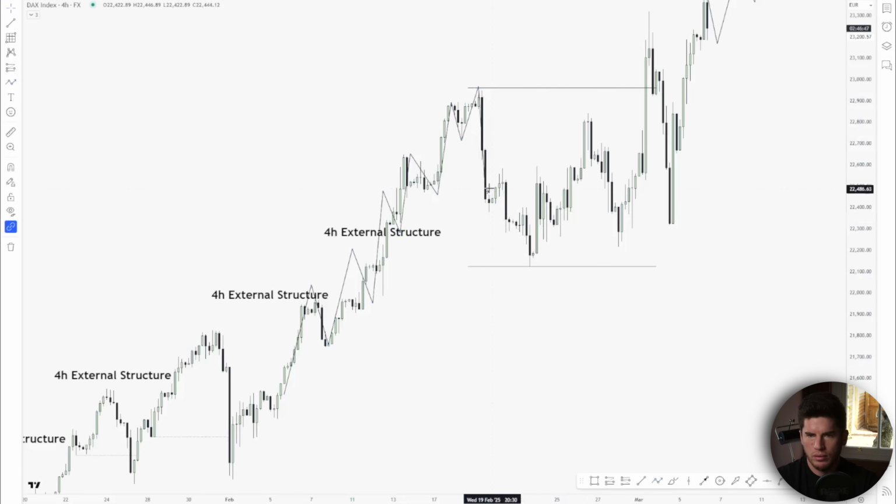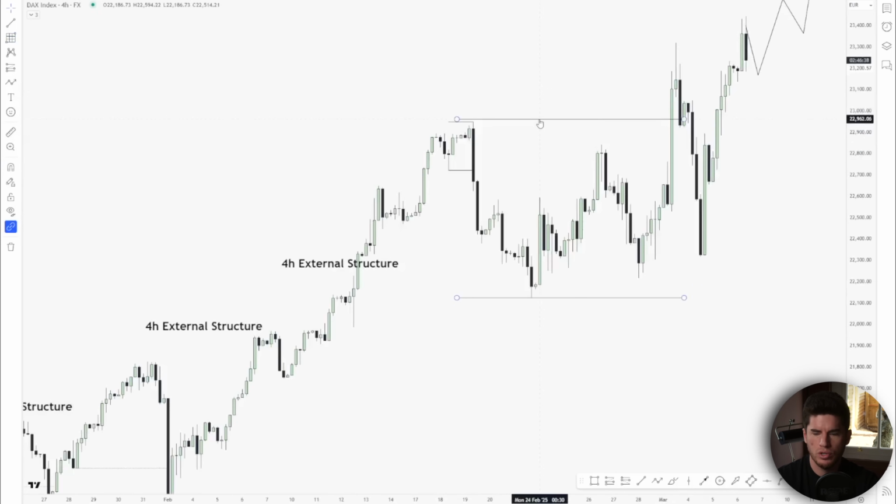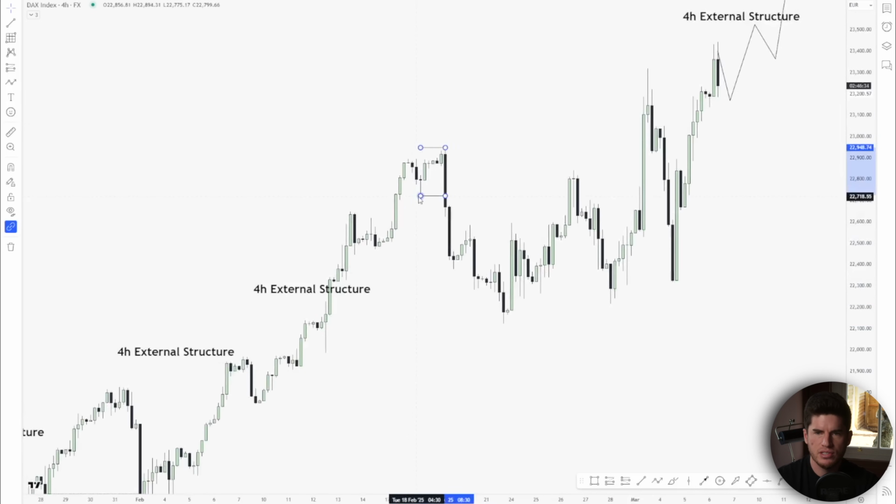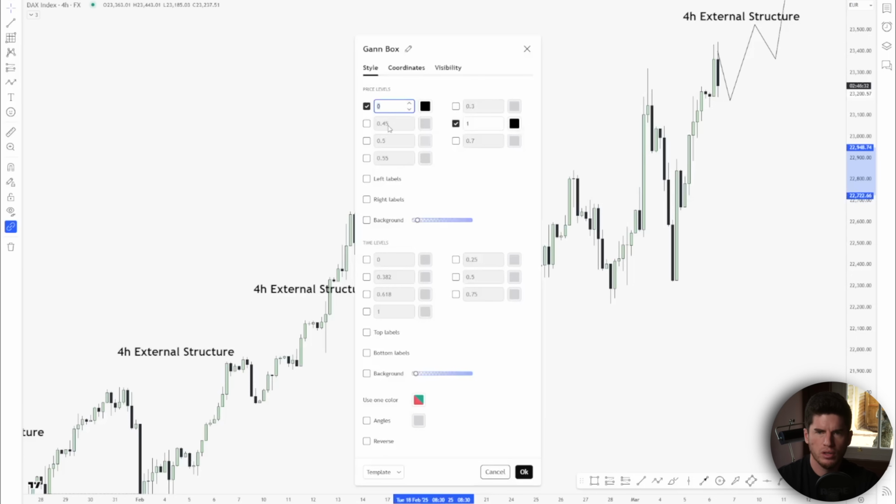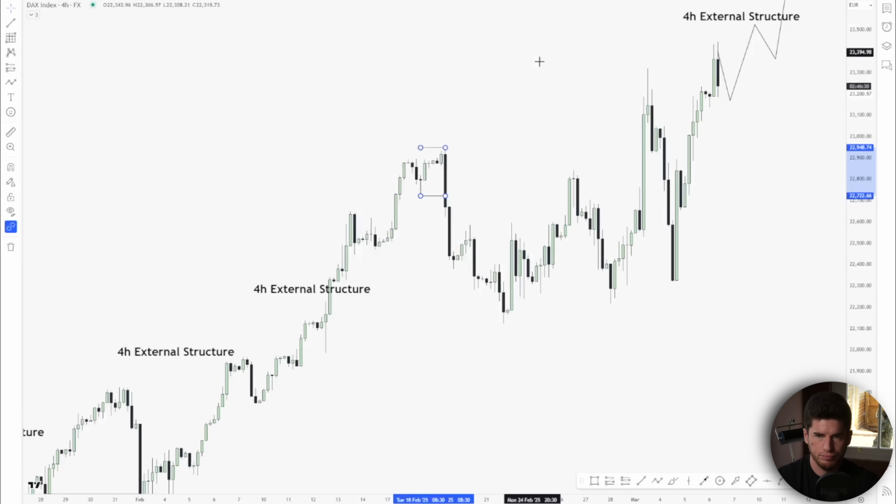So if you've watched one of my videos before, you know what I'm going to do next. If you haven't watched one of my videos, then welcome, and you're about to learn something very simple to use over and over again, very repeatable. Use a GAN box. These are the settings on the screen, 0 and 1 on a GAN box.